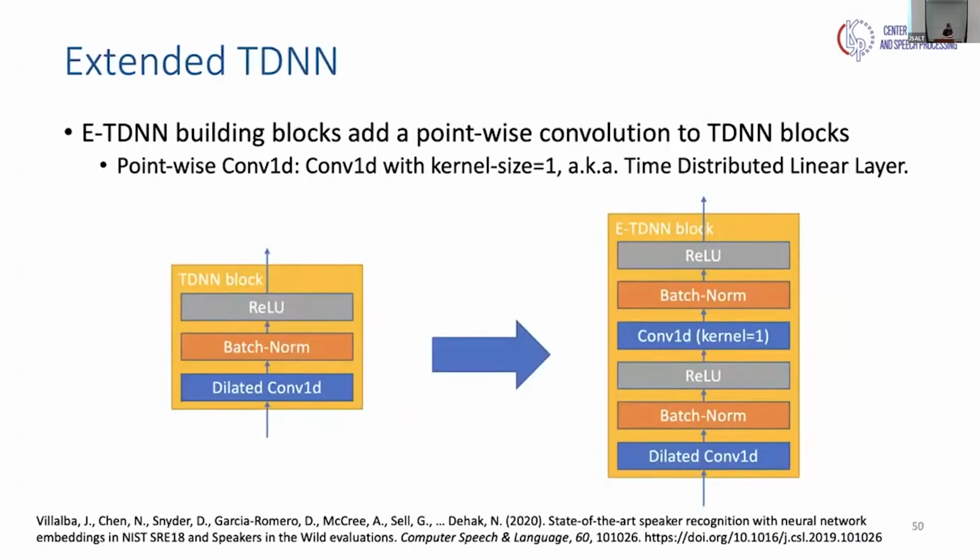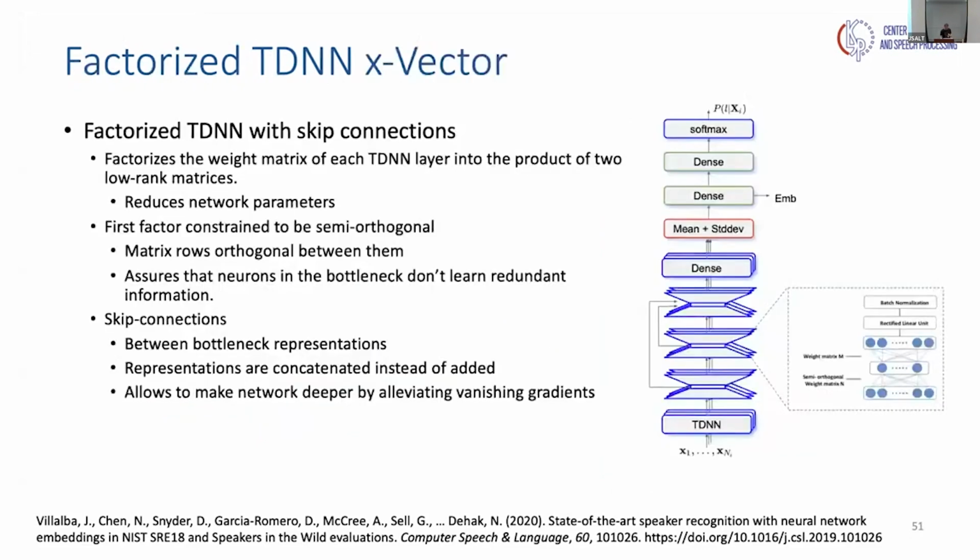After that, we have the standard TDNN. With the standard TDNN, you take the TDNN block, which is dilated convolution, batch normalization, and ReLU, and then you add some extra blocks which have a convolution with kernel 1 plus batch normalization plus ReLU, right? And that gives a little bit more improvement.